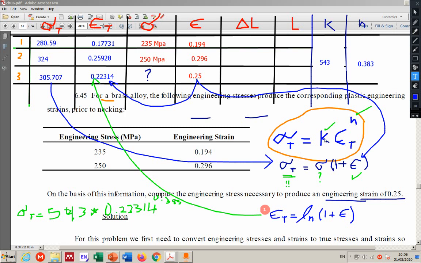We said that in order to find K and N, I need 4 values. Those 4 values, 2 true stress, 2 true strain. I don't have any information on 3, so I'm going to use the 2 cases given here. Those are engineering stress, engineering strain, so I have to convert them to true stress, true strain. Then I can use those 4 values to find K and N. Then I can use this true strain to find the true stress. Then I can use the true stress with the engineering strain to find the engineering stress.